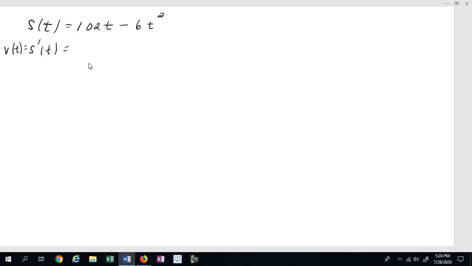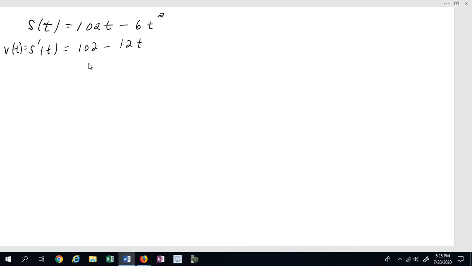V for the velocity function. Okay, so if you take the derivative of this with respect to time, you just get 102 minus 12t, because the 2 comes down and gets multiplied by the 6, and that gives you a 12. And then when you subtract 1 from this exponent, you're left with 1, so t to the first power. Okay, so that's your velocity function. Now this tells you the velocity of the object at any given time t, whereas the top one tells you the position of the object at any given time t.